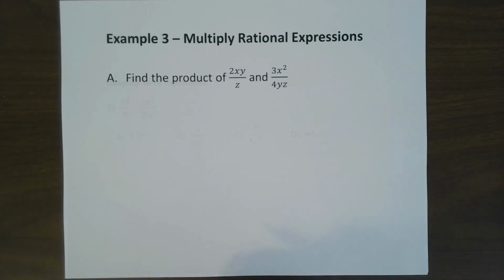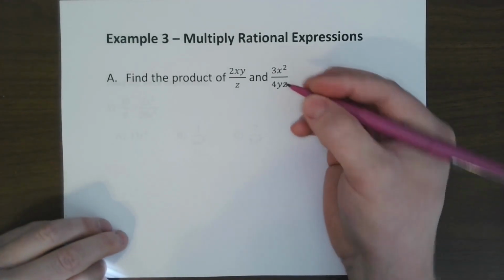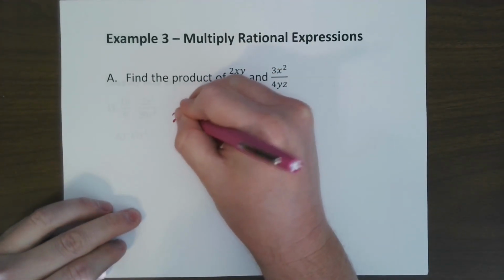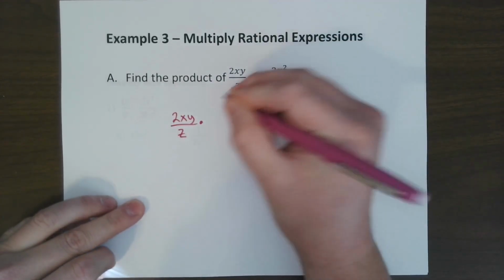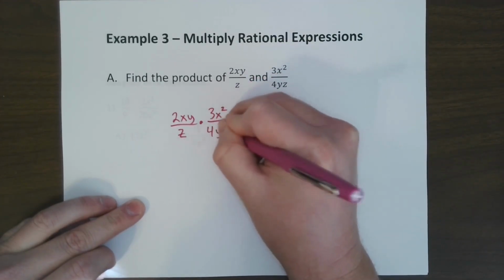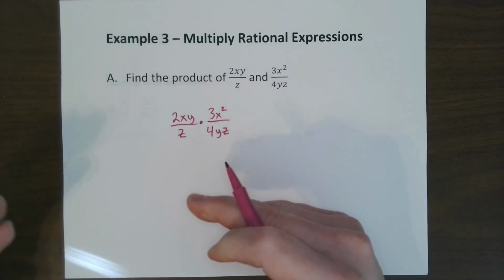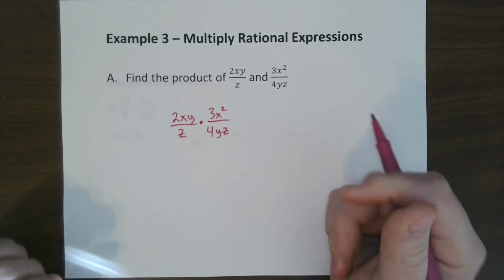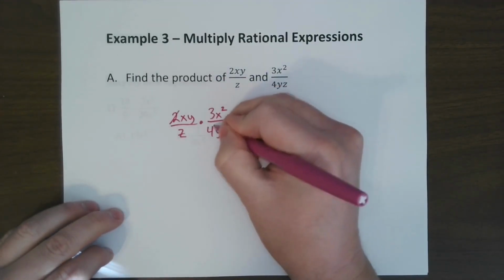Okay, so now we're going to multiply. Multiply is the exact same thing. All it is is fractions separated. So let me show you what I'm talking about. If I have 2xy over z times 3x squared over 4yz, all we have to do is cancel whatever's on top and bottom, and we can cross cancel. So for example, can 2 cancel with anything? Yeah, it can cancel with the 4, so it's 2.